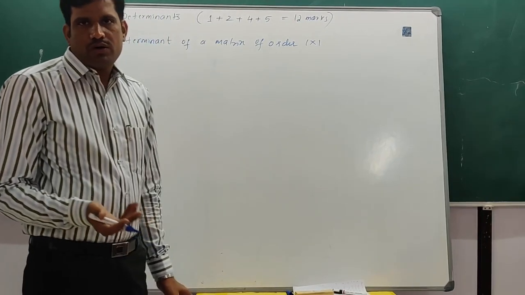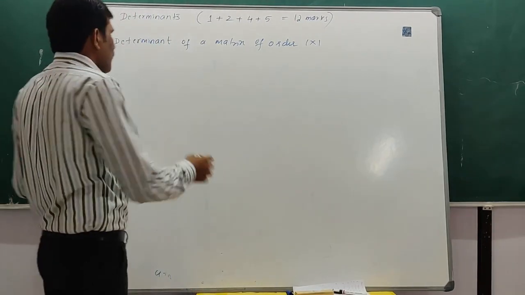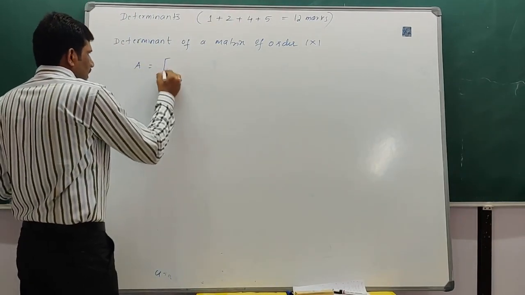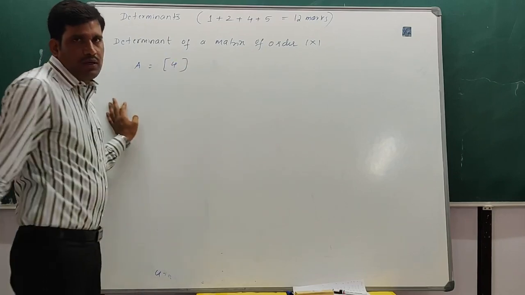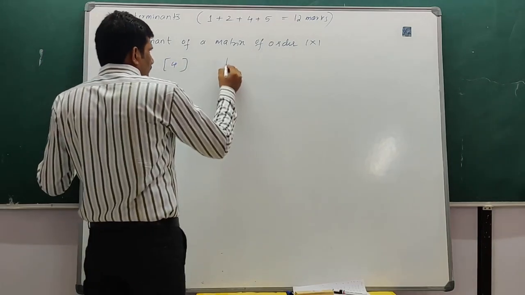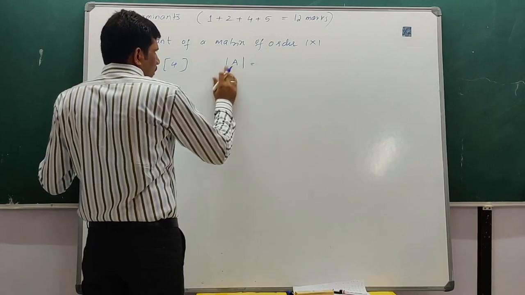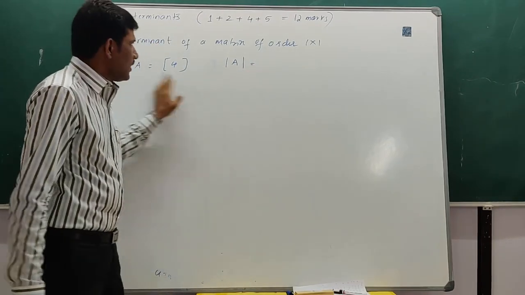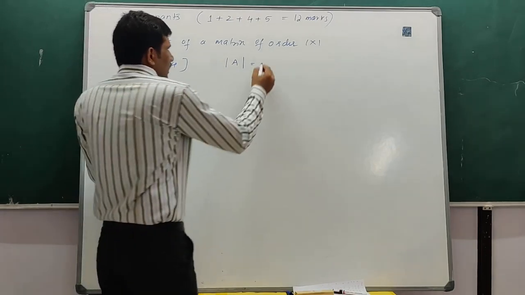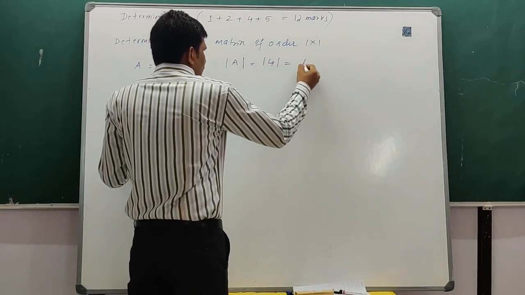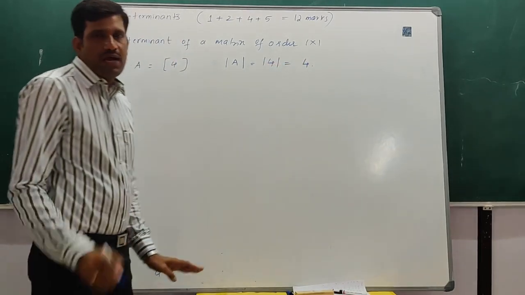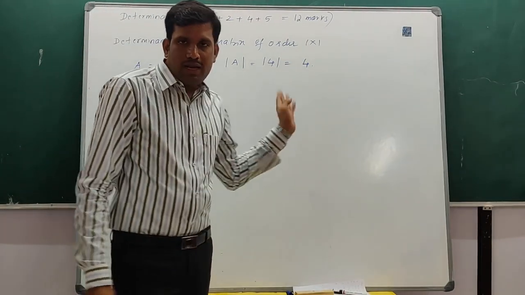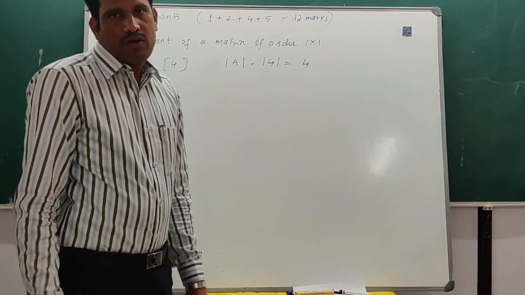1 cross 1 means what? It is having only one element. For example, say matrix A is 4. Determinant of A is represented by two vertical lines. The determinant of this matrix A is 4 itself. When it is having only one element, that element itself is the determinant of the matrix.